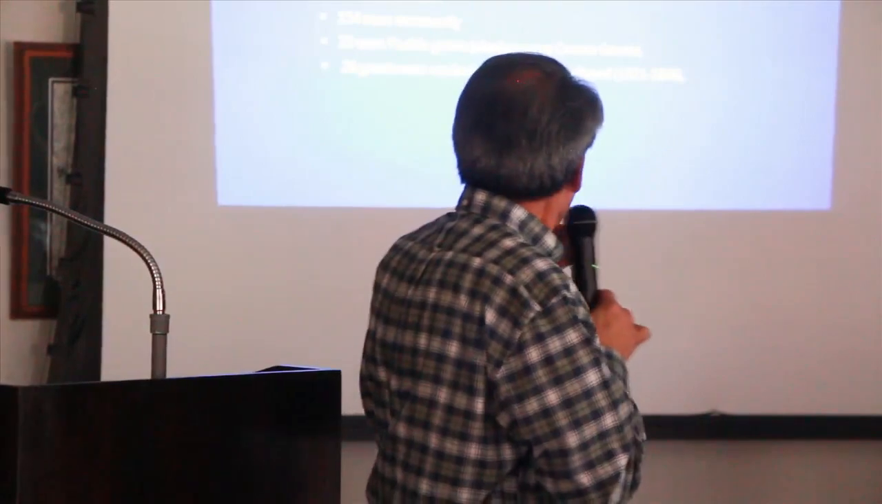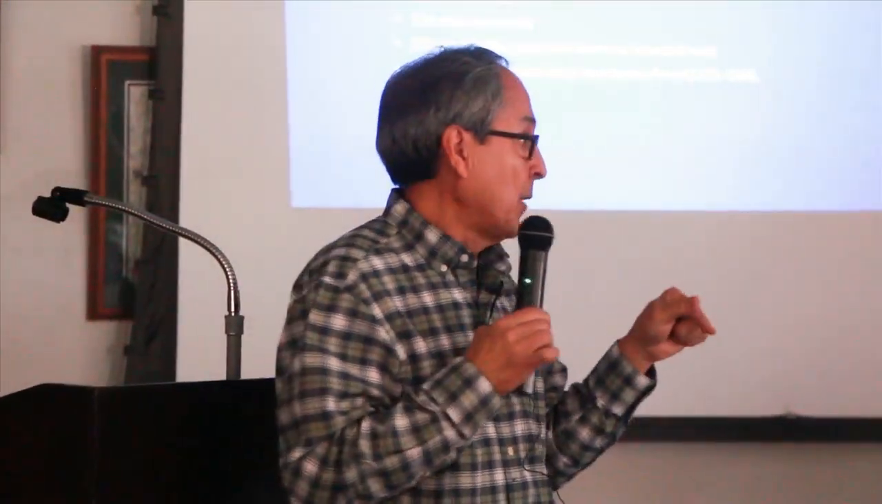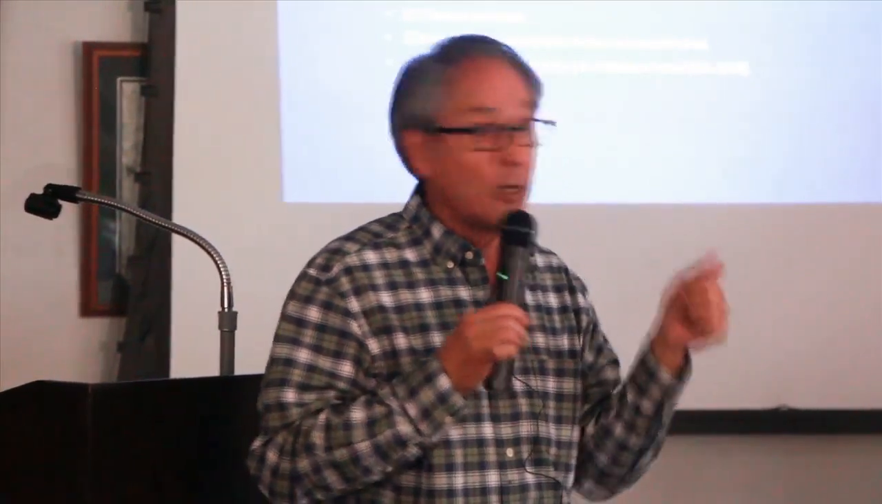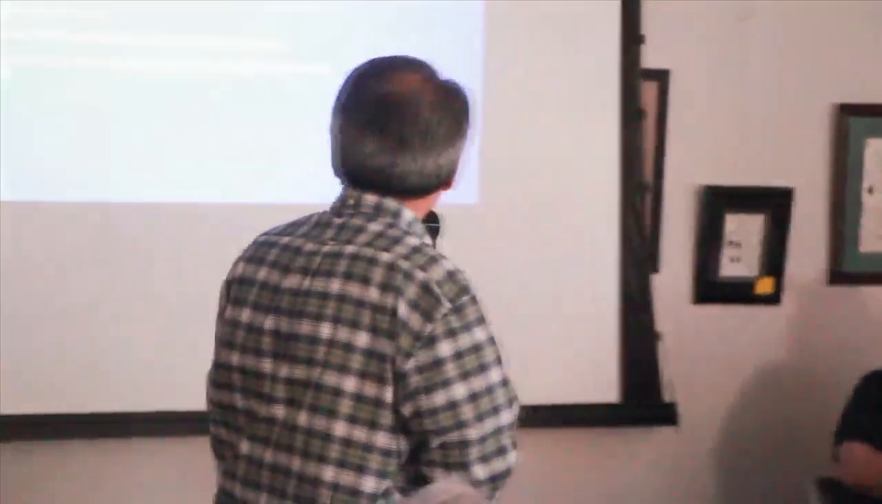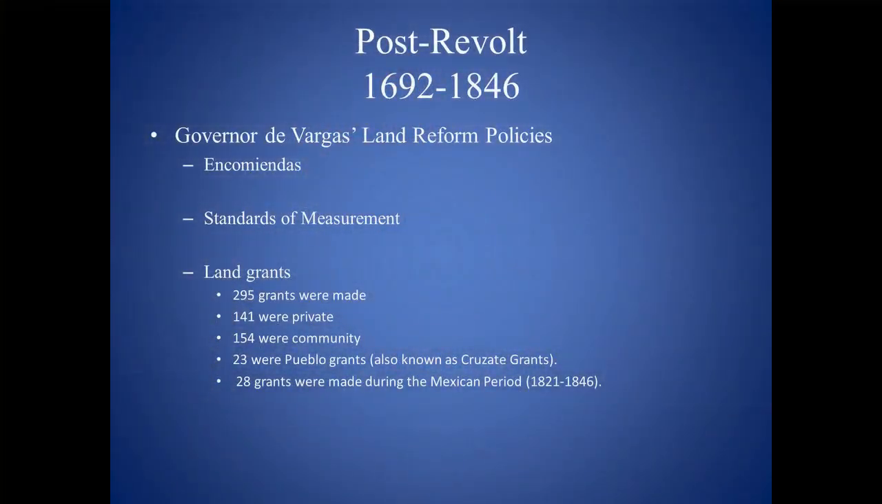154 were community land grants, and you're going to see in my work that I will call them either Hispano private land grant, Hispano community land grant, or Hispano quasi-community land grant. In fact, the Sangre de Cristo was a Hispano quasi-community land grant. Of all these, there were 23 Pueblo grants for the Pueblo Indians, and they were made by Governor Cruzate. That's the reason that I have Cruzate in parentheses.